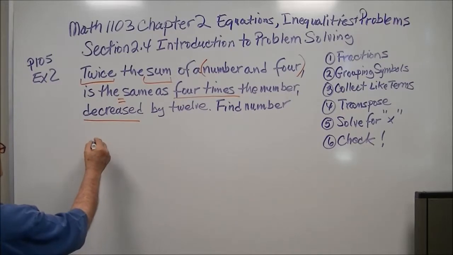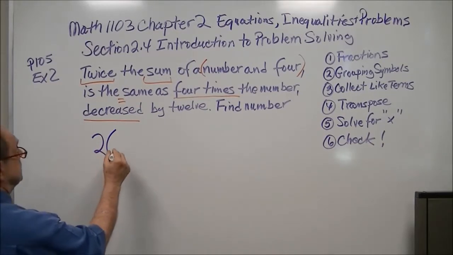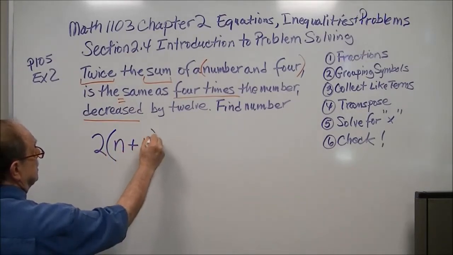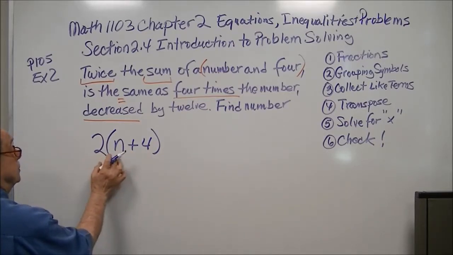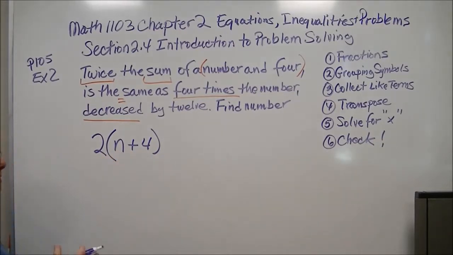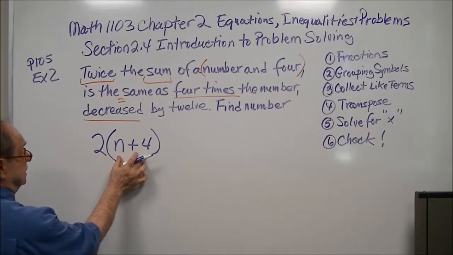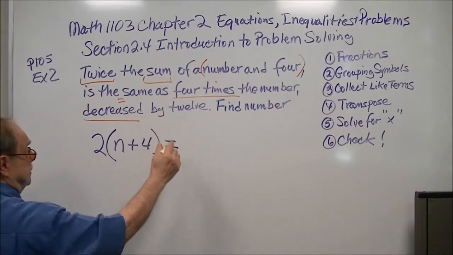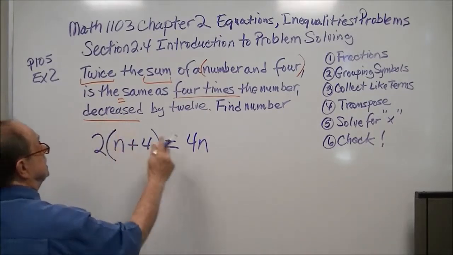So twice the sum, twice the sum. I need those parentheses to indicate a sum. If you only went 2n plus 4 without the parentheses, then you wouldn't be saying twice the sum of this is the same as 4 times the number decreased by 12.